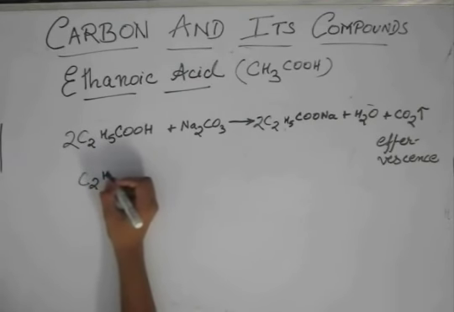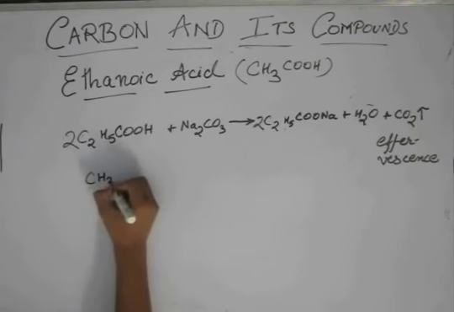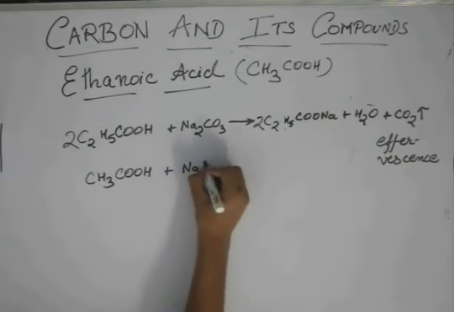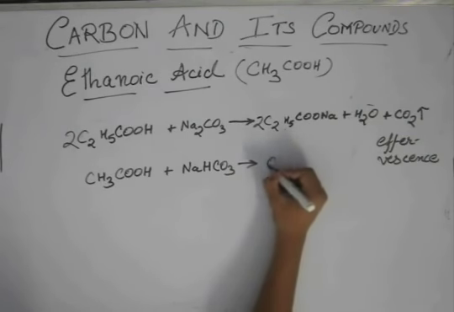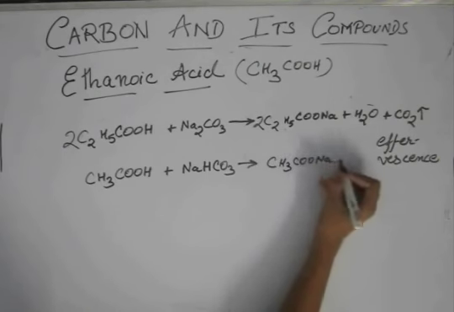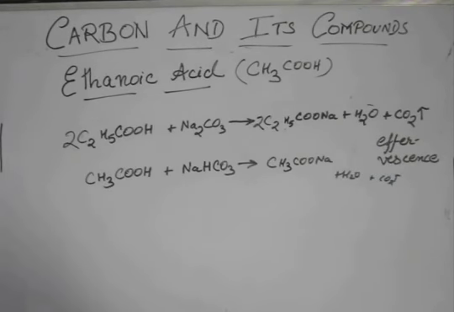And we were talking about ethanoic acid, so CH3COOH on reaction with NaHCO3 will also give the same products, CH3COONa plus H2O plus CO2. So this is the same, I mean the reagents are different but the products are same.